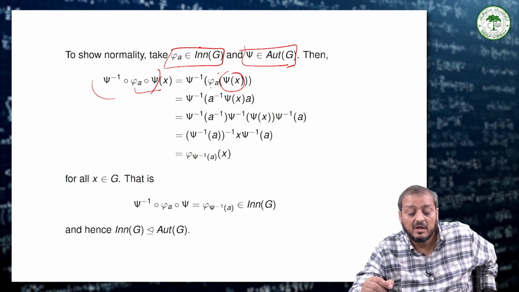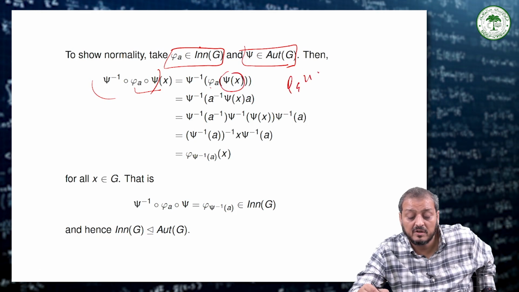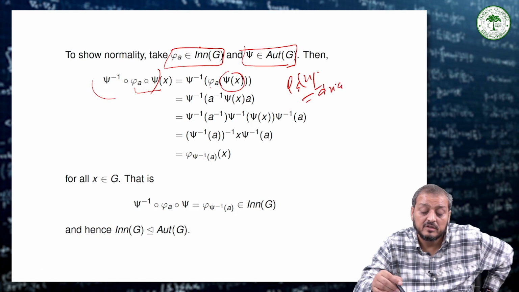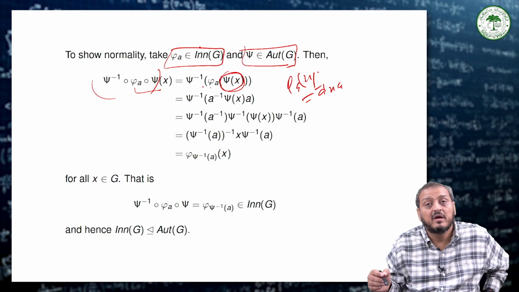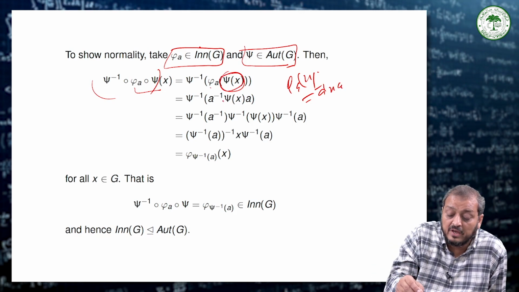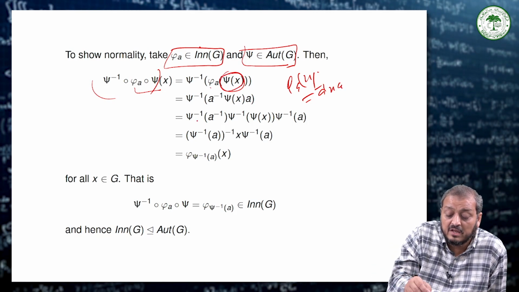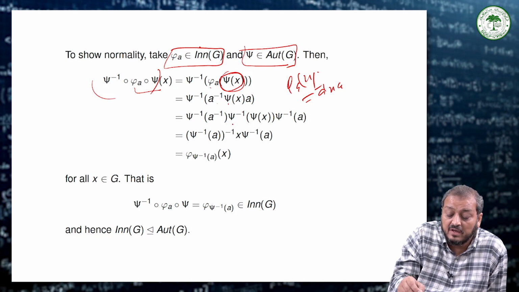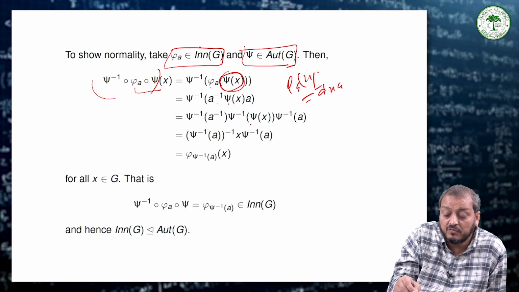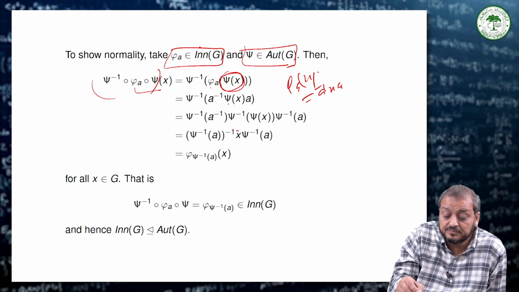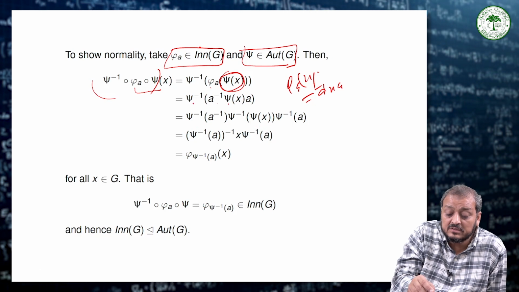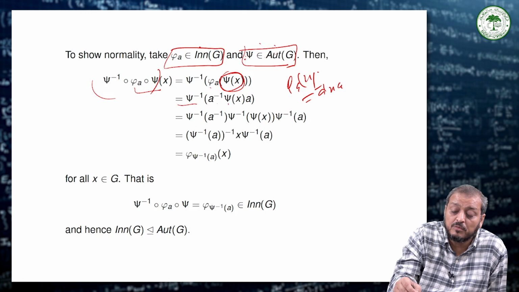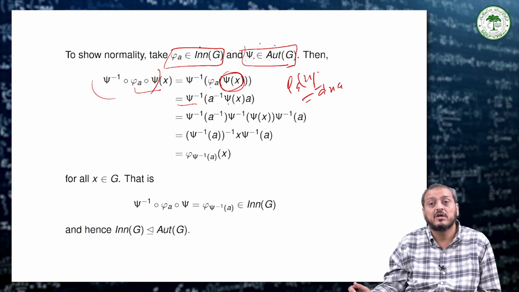So you have phi of A of x written in the form A inverse x A. In place of x we have psi of x. So A inverse psi of x A, and in place of this we can write psi inverse of psi. This psi is an element of Aut(G), and since psi is an automorphism, it is also a homomorphism.